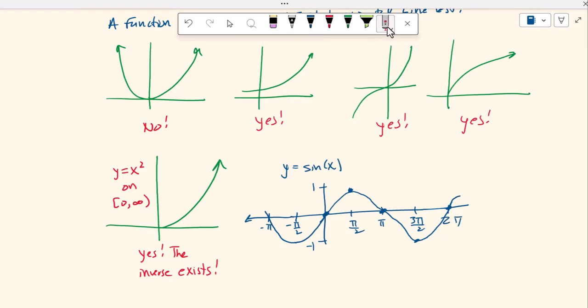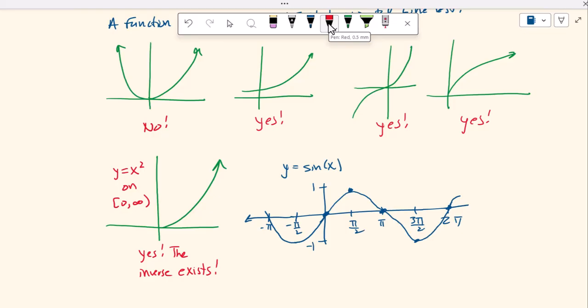So the question on this one is, where do I restrict it? Well, I could just restrict it from negative pi to negative pi over 2, because that passes the horizontal line test there. And I could do from pi over 2 to 3 pi over 2. So what ends up happening is we have agreed upon where we will restrict the sine graph, the cosine graph, and the tangent graph in order for inverses to exist.